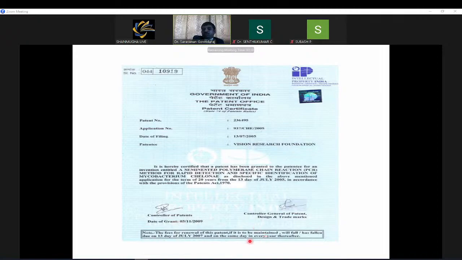Okay, so you need to renew your patent year-wise. They will tell you the date, which year you need to renew. That will also be mentioned in your patent grant certificate itself.